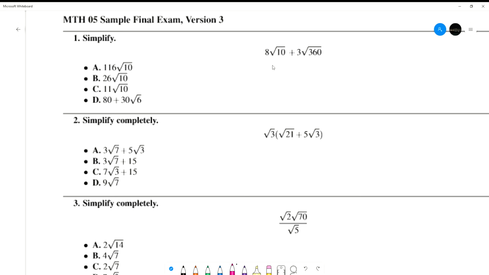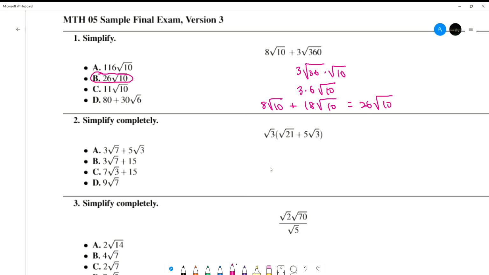So 8 radical 10 you can't simplify. 3 radical 360 you can. So that's 3 radical 36 times radical 10. That gives me 3 times 6 radical 10, which is 18 radical 10. And 8 radical 10 plus 18 radical 10 are like radicals, so you get 26 radical 10.